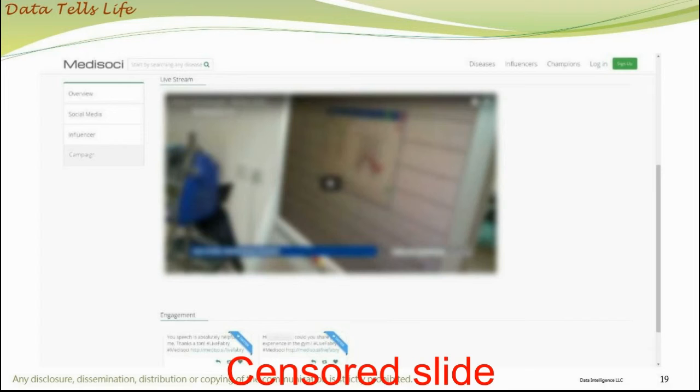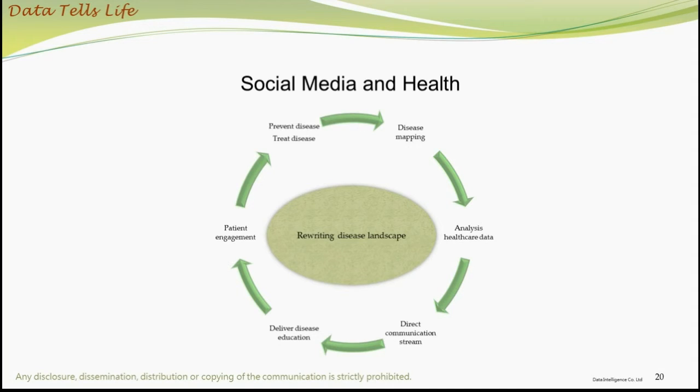This is the end of the social media and health tool. However, it is not the end of the journey. We are just at the beginning of the journey, and we have seen great hope and great opportunities. If we organize the data in the right direction, the data will tell us the real life of the disease and help us to rewrite the disease landscape.